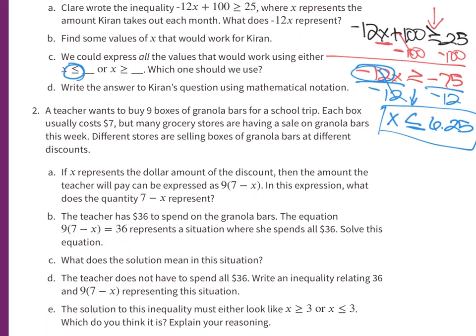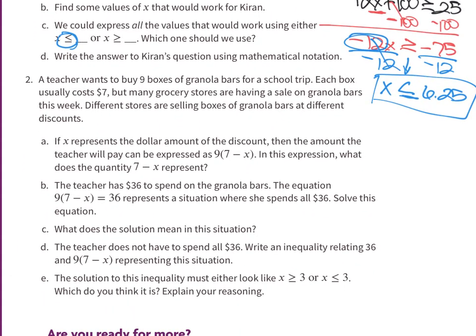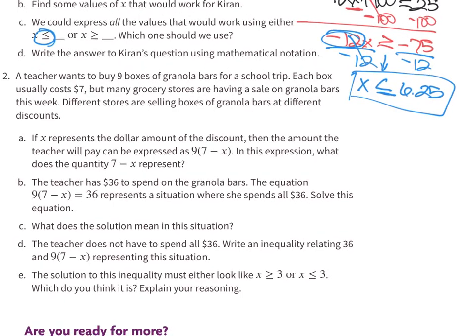Okay? So number 2 here, a teacher wants to buy 9 boxes of granola bars for a school trip. Each box usually costs $7, but many grocery stores are having a sale on granola bars this week. Different stores are selling boxes of granola bars at different discounts. Letter A, if x represented the dollar amount on the discount, then the amount the teacher will pay can be expressed as 9 times 7 minus x, 7 being the price, x being the discount. In this expression, what does 7 minus x represent?